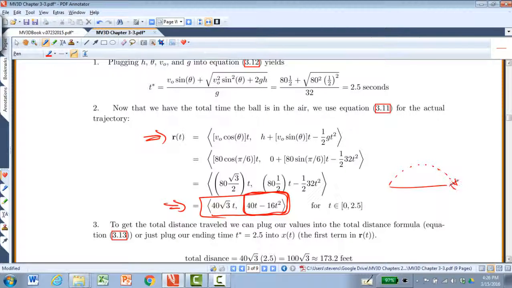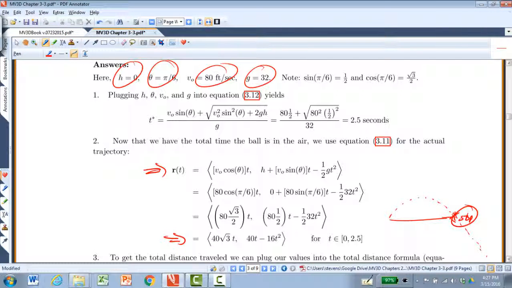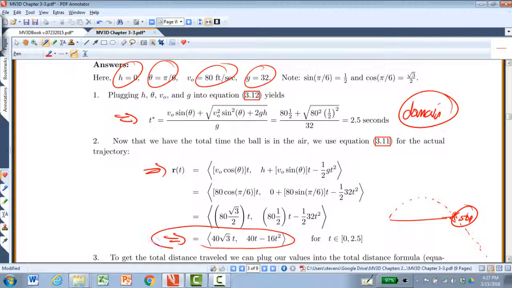And we have to stop. It's no longer valid after that point, because notice, this will keep going: x will keep increasing linearly, y will keep going negative, but I need to know when to stop. And so that's why this very first formula that I have up here is the first thing I do. It gives me the domain. It says, this is all well and good. This formula, this position vector, is valid until it hits the ground.